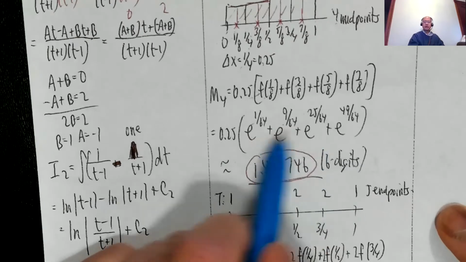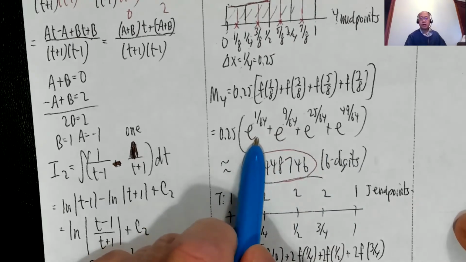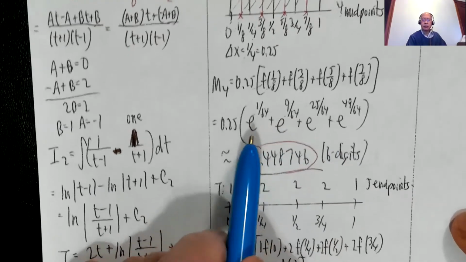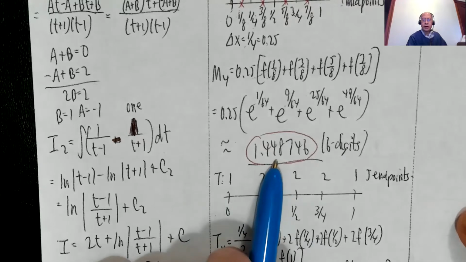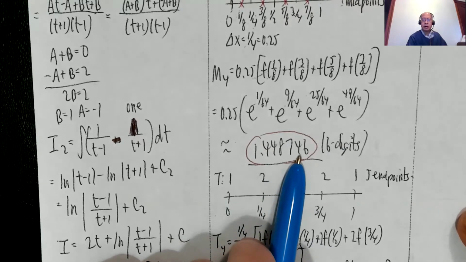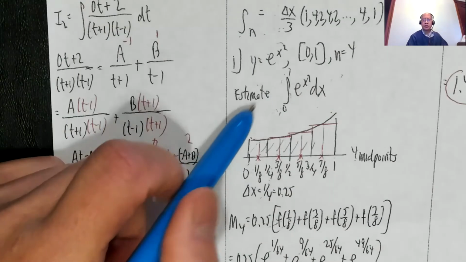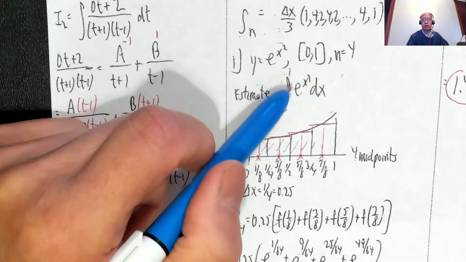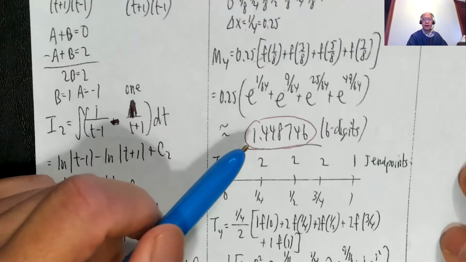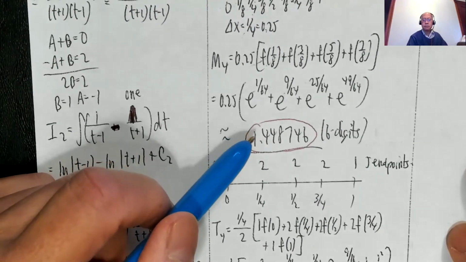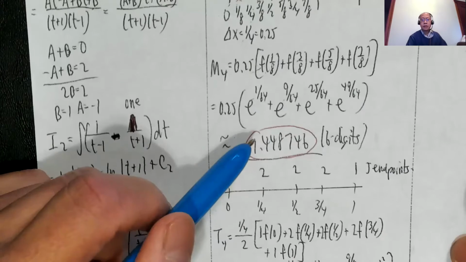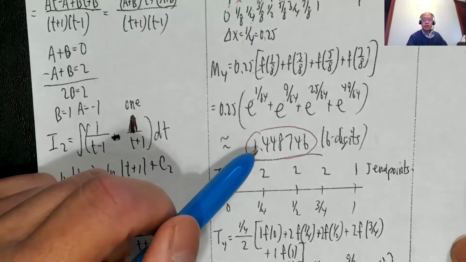Okay. Punch all of this in your machine. Okay, I won't take up class time to do that. You can do it as well as I can or better. 1.448746. That's our approximation for the area under the curve for this integral from 0 to 1 of e to the x squared dx. Okay. And this is nothing new. You've seen this before.